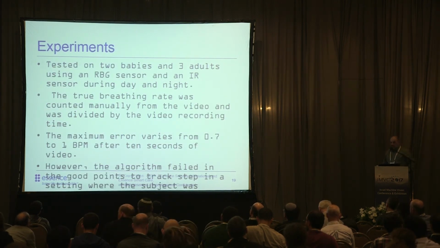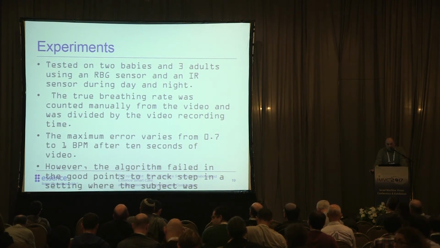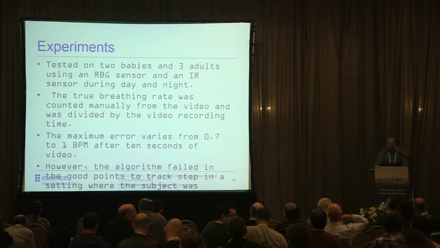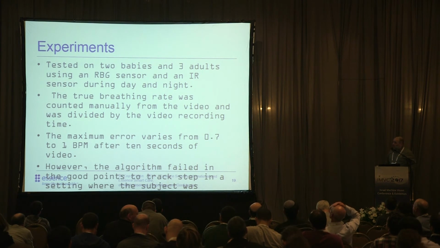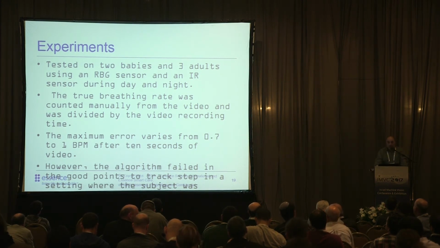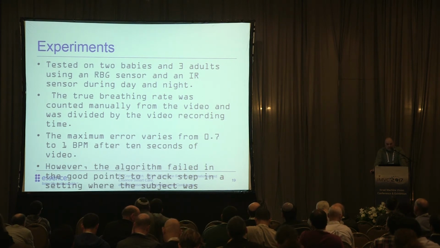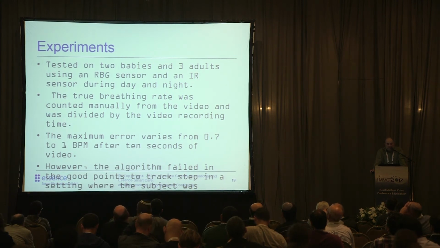So we have done some experiments, and we have done actually a lot more. But when I wrote this presentation, we had done it on 5 subjects: 2 babies and 3 adults, using a simple RGB camera and also an IR camera at night. The true breathing rate was counted manually from the video, and also was compared against a radar reading. I will talk about that later.